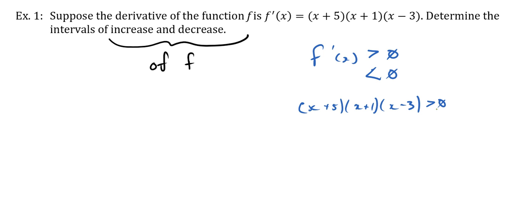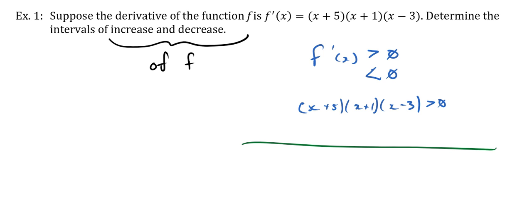And we know that we want it to be in factored form, and we want the right side to be 0, so greater than or less than 0. That's when the derivative is positive or negative, and that tells me that the original function is increasing or decreasing. Does that make sense? So I'm thinking of a number line here.